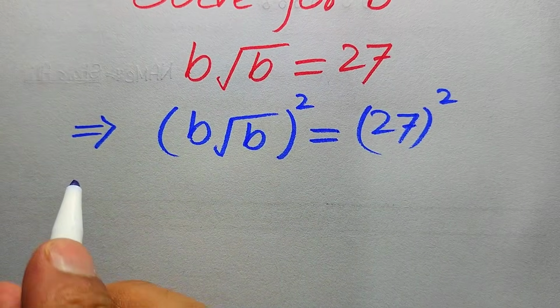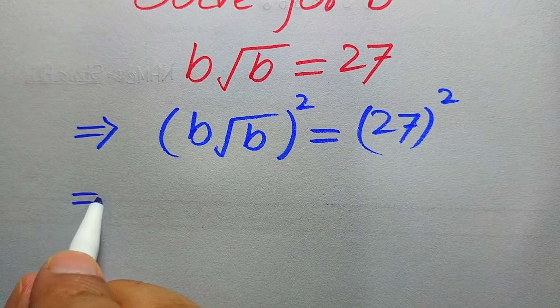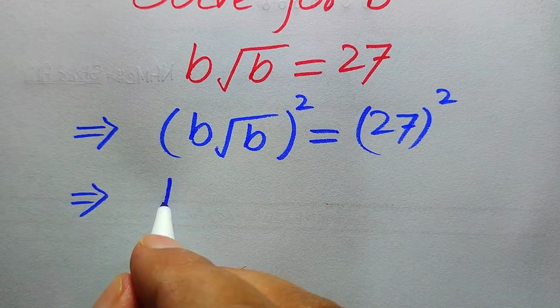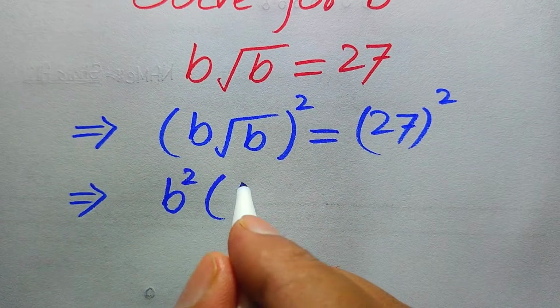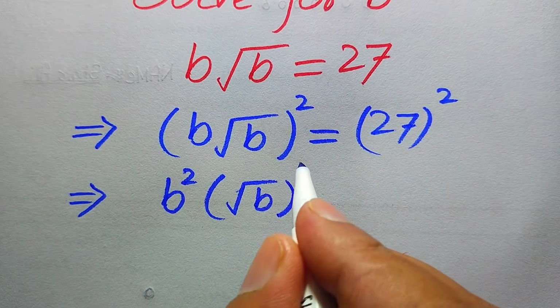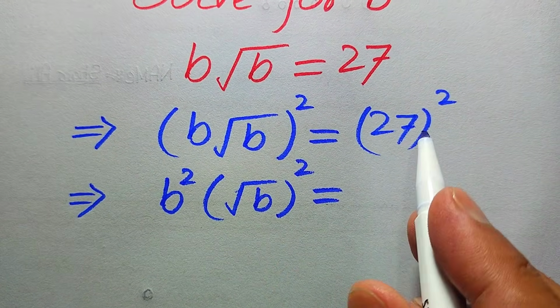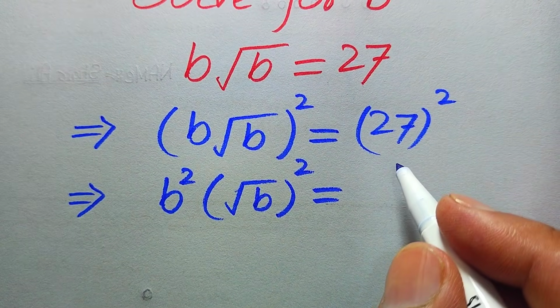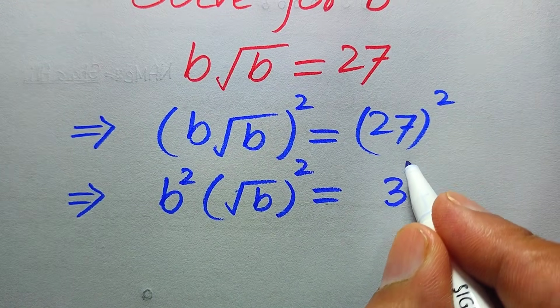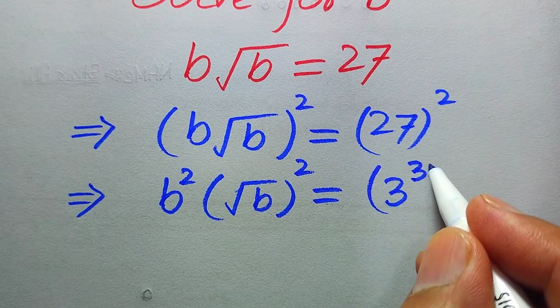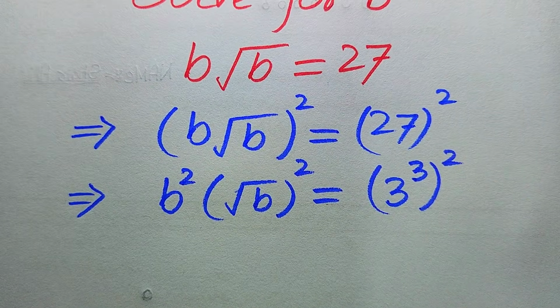Now first we apply this square separately on both of these two values, and we write it as b square times the square root of b, and its whole square, and this is equal to 27 square, and we know that 27 is the cube of 3. We write it as 3 cubed. It is equal to 27 and its whole square.